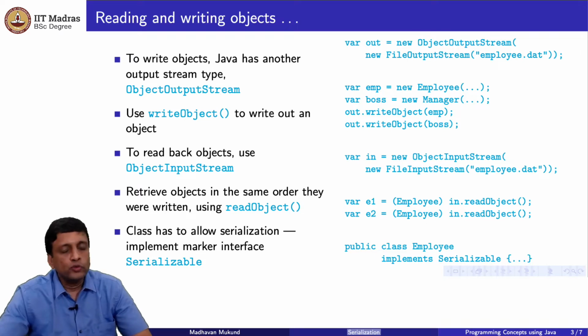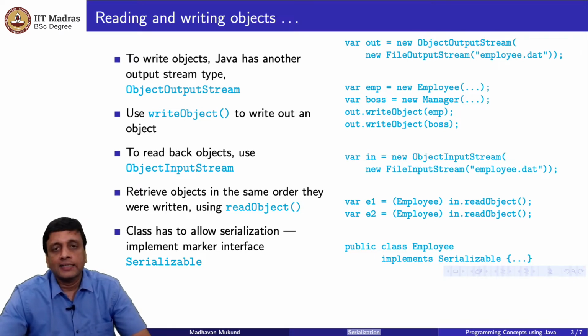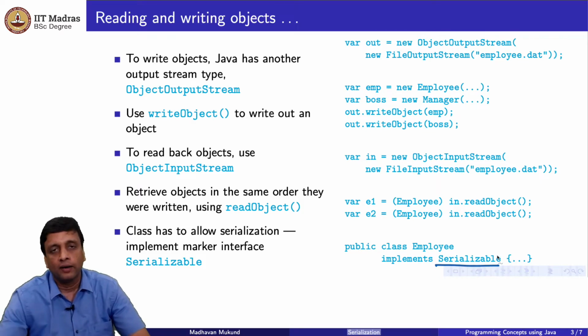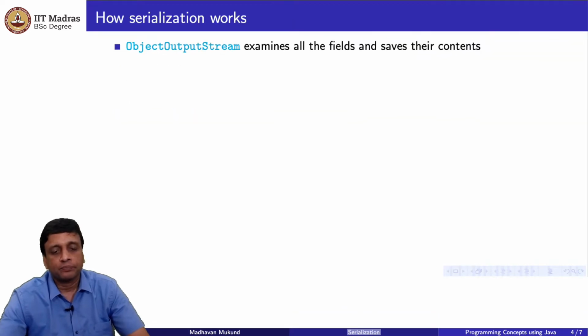So in order to use serialization, the class has to allow it. There is what is called a marker interface. Remember we talked about Cloneable. If an object can be cloned, the class of the object has to implement Cloneable. It doesn't have any requirements in terms of functions. It's just a requirement in terms of indicating that this possibility exists. It's called a marker interface. So here we have a marker interface called Serializable, which indicates that this class permits its objects to be serialized or written out using this object output stream.